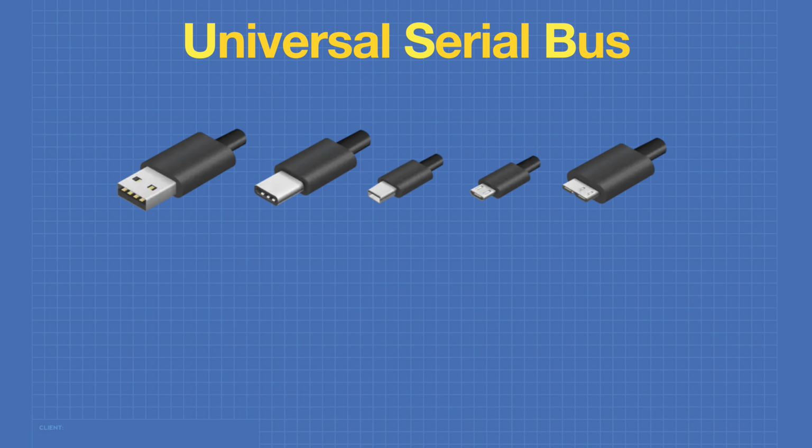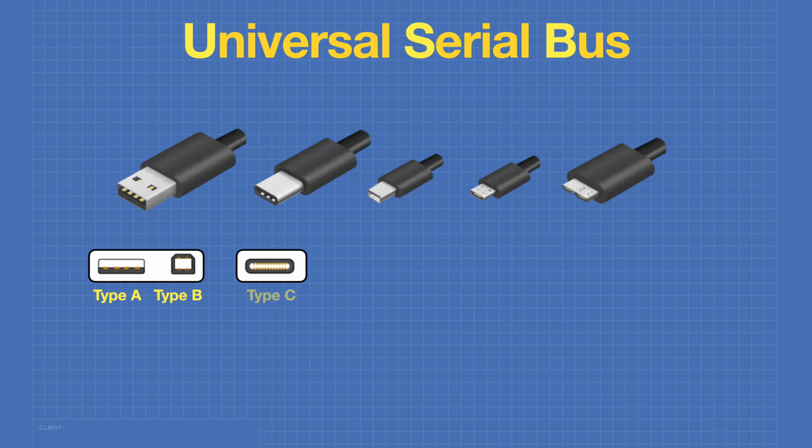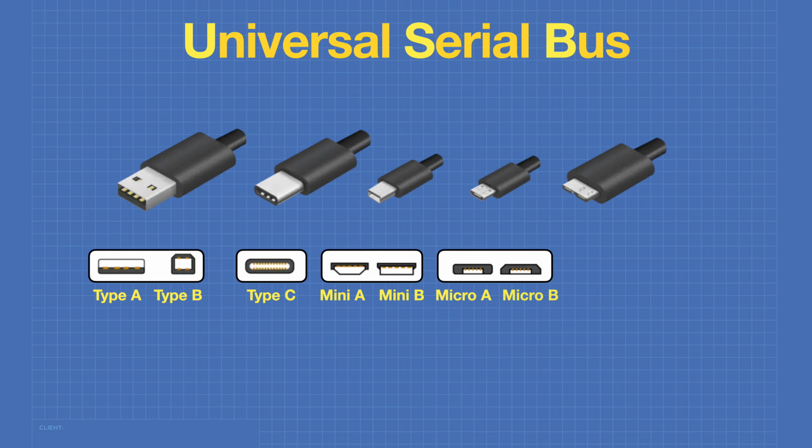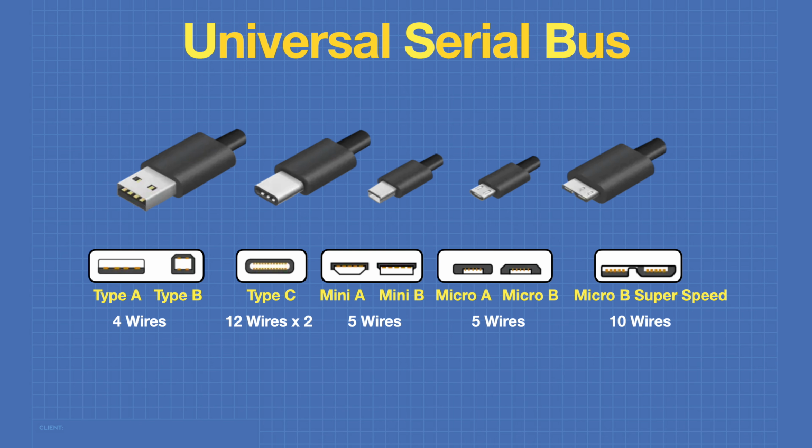In the nearly 3 decades since its inception, USB has used a number of different connectors, such as the common Type A and Type B connectors, today's modern Type C, the mini and micro connectors, as well as super speed connectors. These connectors vary in shape as well as the number of wires that they use.